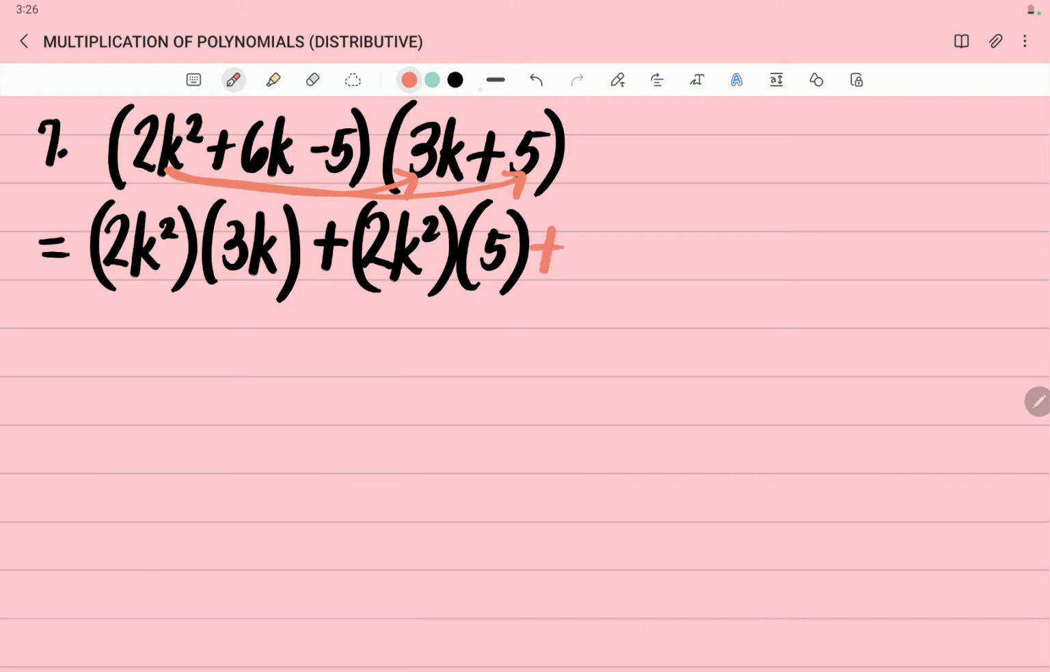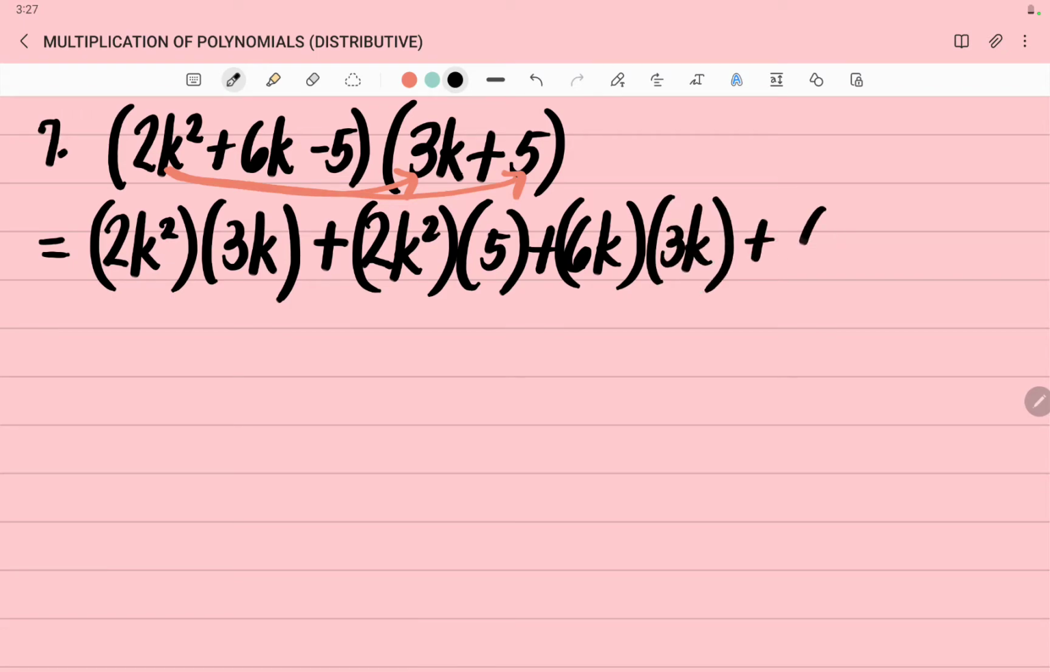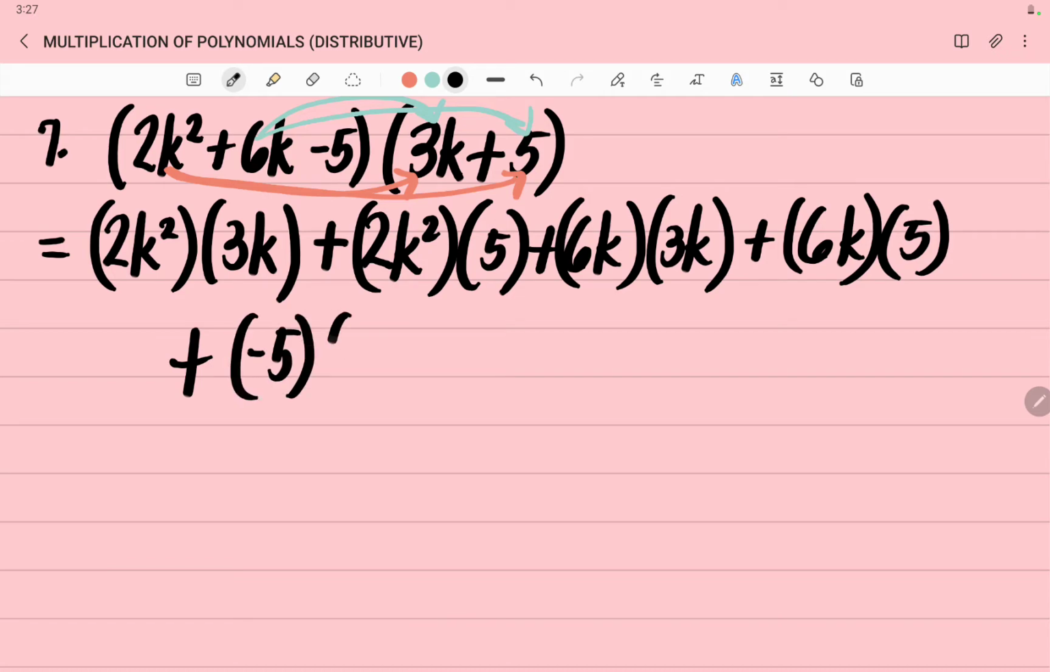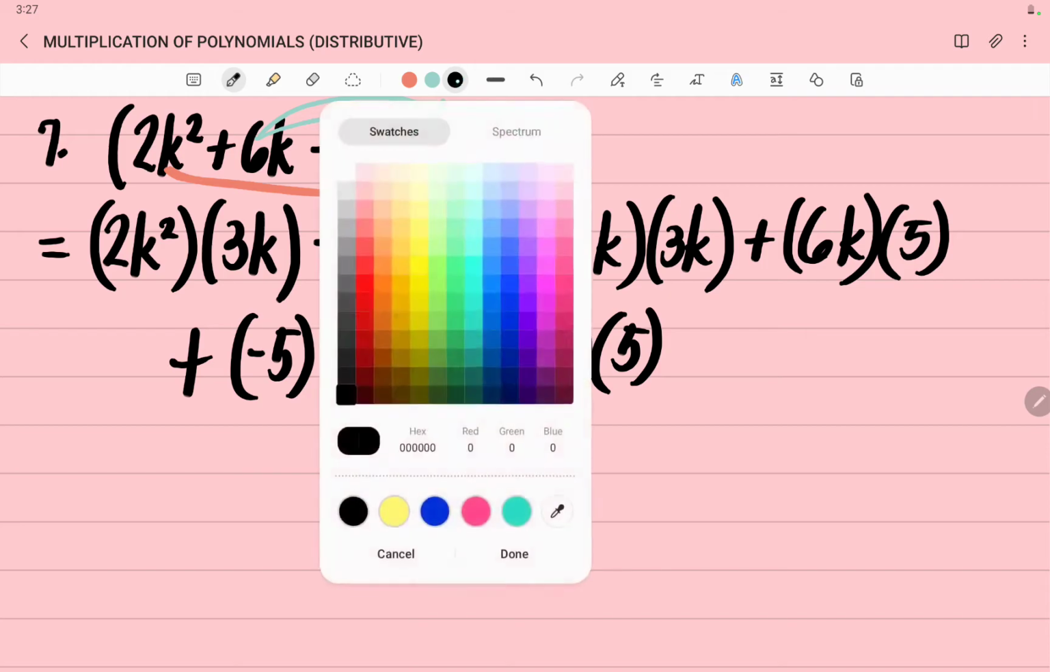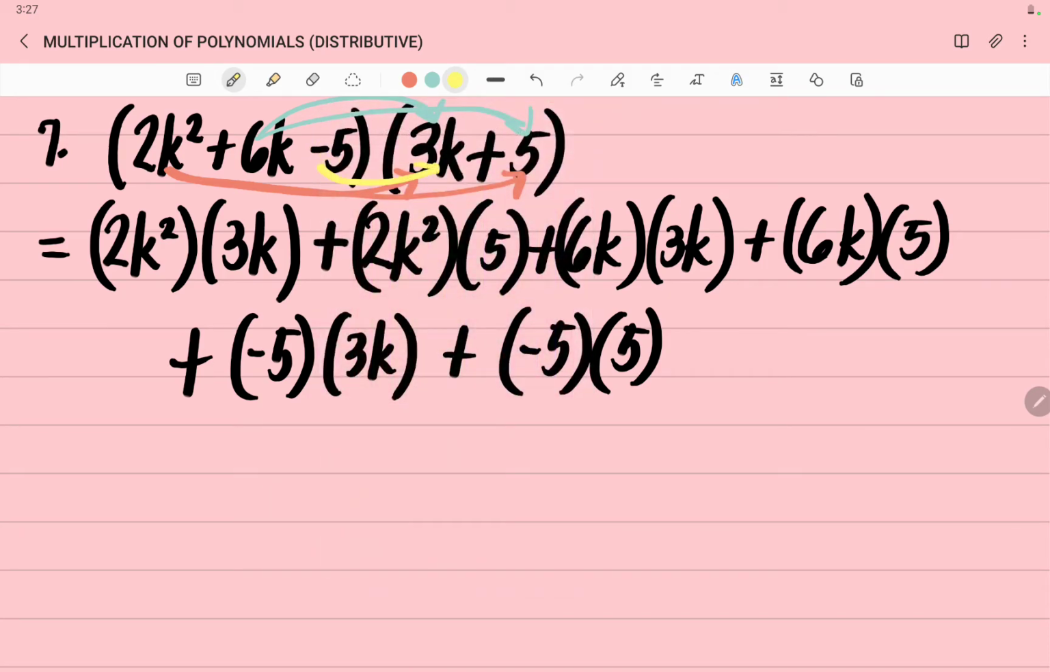Next, plus 6k times 3k, plus 6k times 5. Okay, so 6k times 3k, and then 6k times 5. Next, we have plus negative 5 times 3k, plus negative 5 times positive 5. Okay, so that is negative 5 times 3k and negative 5 times 5.